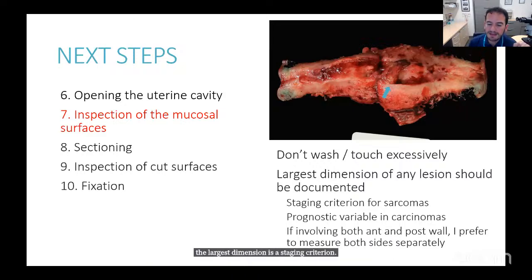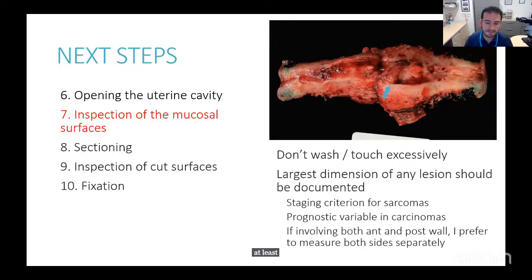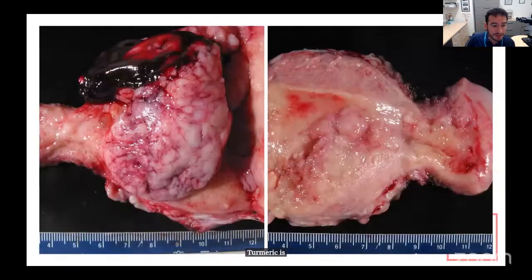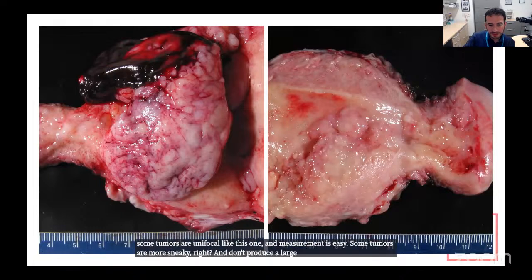If it's a carcinoma, there's mounting evidence saying that the tumor size is a prognostic variable, at least in terms of risk of lymph node metastatic spread. So for those reasons, documenting the size of the tumor is important. Some tumors are unifocal, like this one, and measurement is easy. Some tumors are more sneaky, right, and don't produce a large fungating mass. They just produce this area of abnormality or fungiform thickening of the wall.